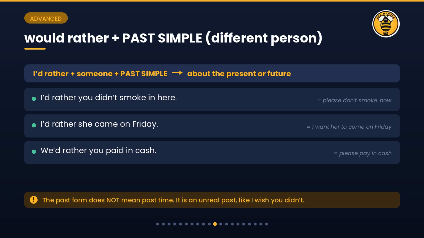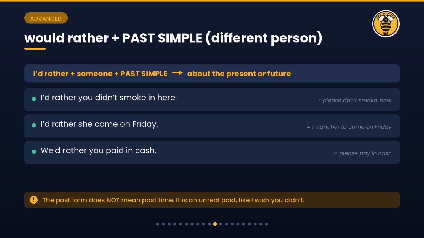Now an advanced pattern, and this is the one that impresses examiners. Everything so far has been about you. I would rather stay. But what if you want somebody else to do something? Then you name that person, and you use the past simple. I'd rather you didn't smoke in here. I'd rather she came on Friday. We'd rather you paid in cash.